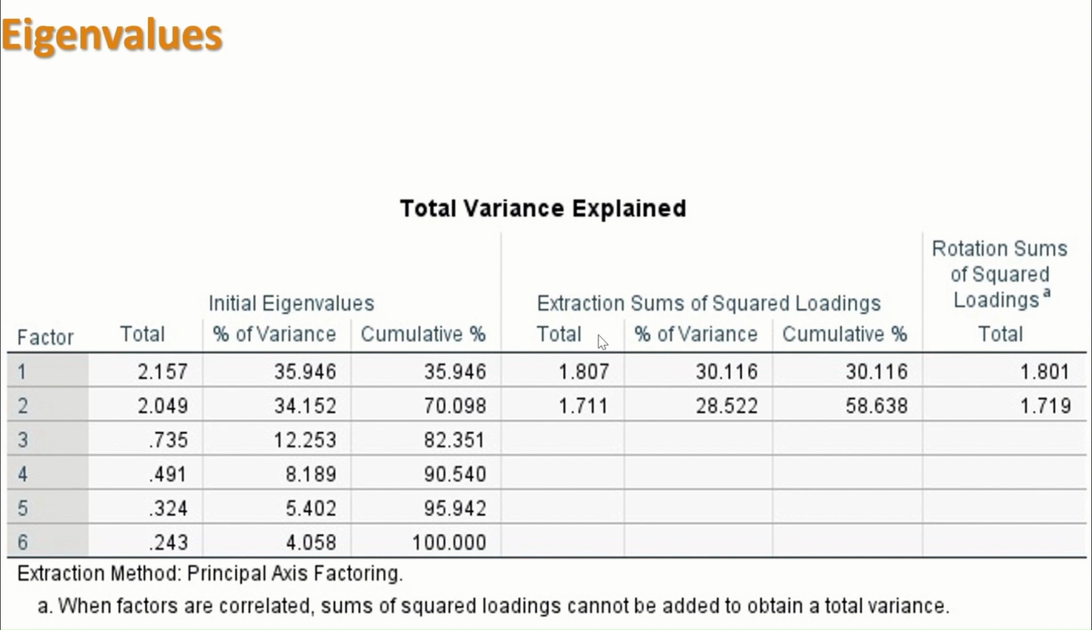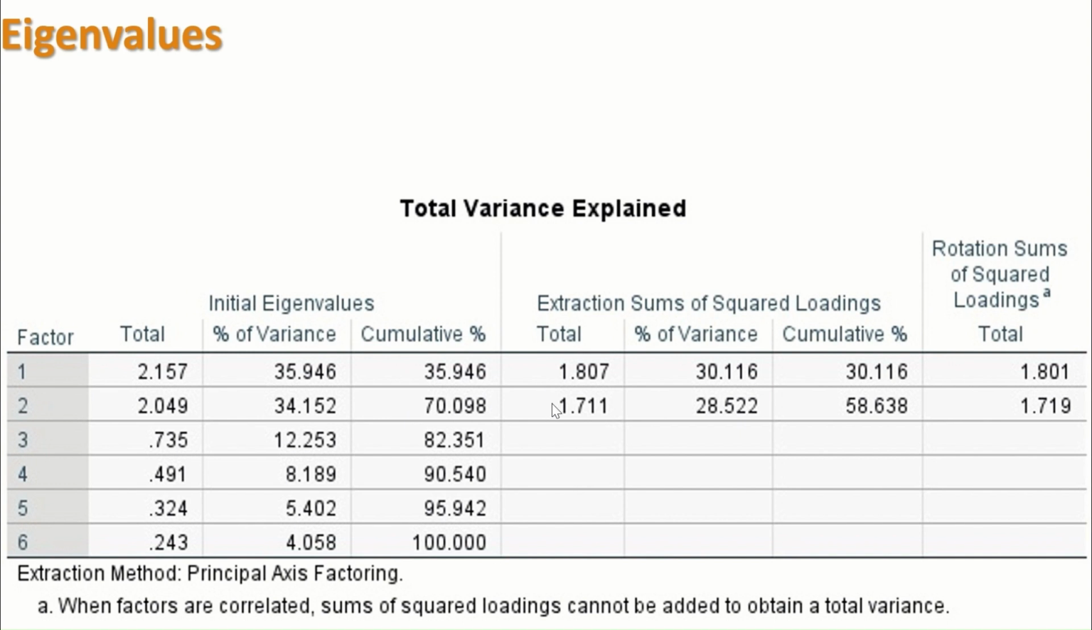In the next slide, an extract from the EFA analysis for 6 items has been placed, and a table is generated for the total variance explained. Here we have 6 items and only 2 factors have been extracted, factor number 1 and factor number 2. Factor number 1 can explain 35.9% of the variance, and factor 2 34.1% of the variance, and both of these factors, the cumulative percentage, they can explain 70% of the total variance.